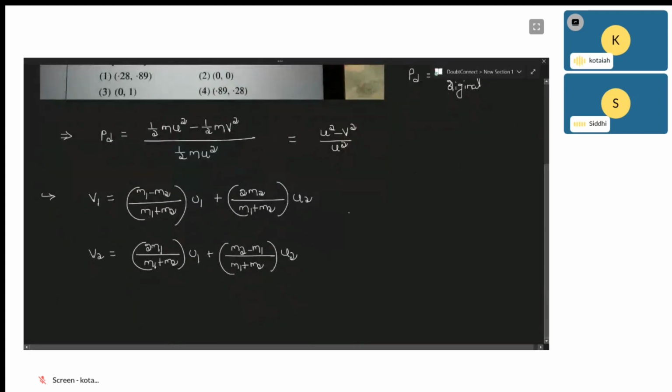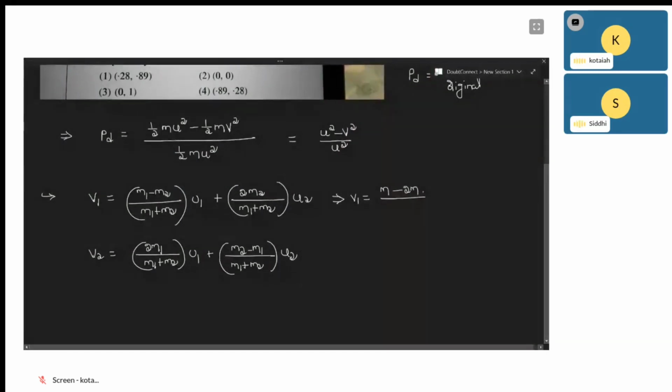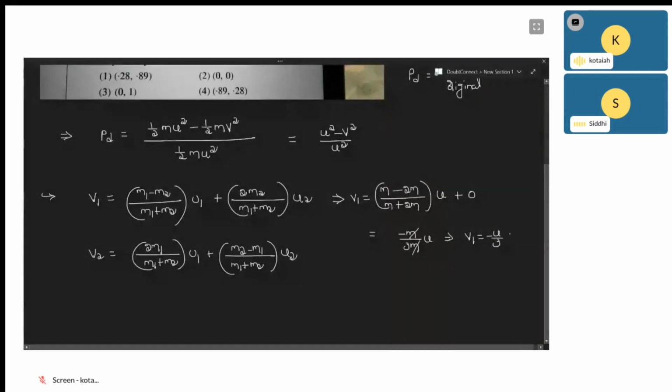Now I want velocity of the first object after collision, nothing but v1. So v1 is equal to m1 minus m2. m1 is nothing but m, m2 is nothing but 2m, by m1 plus m2 means m plus 2m, into u1 is nothing but u. Plus, u2 means initial velocity of the second object. Initially, deuterium is at rest, so u2 equal to 0. So this term will become 0. So v1 is equal to minus m by 3m into u. m will be cancelled. So v1 is equal to minus u by 3. That means neutron will bounce back with a speed u by 3. Minus means it will move in opposite direction after collision.